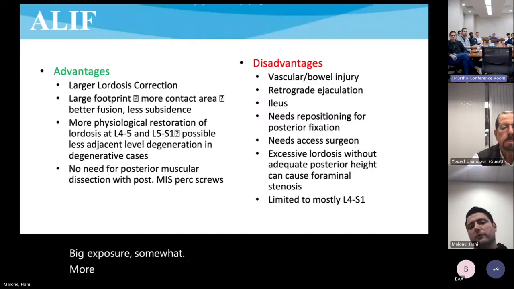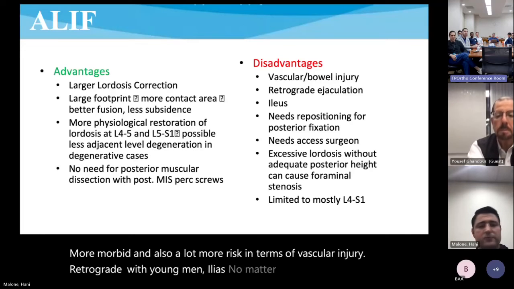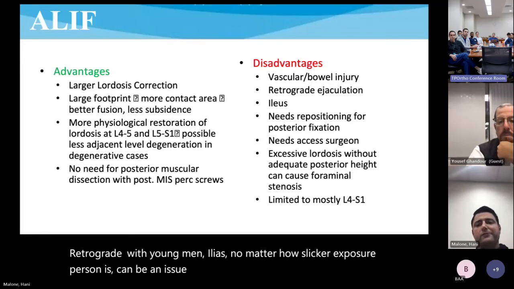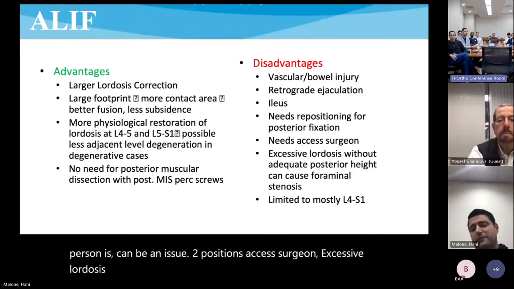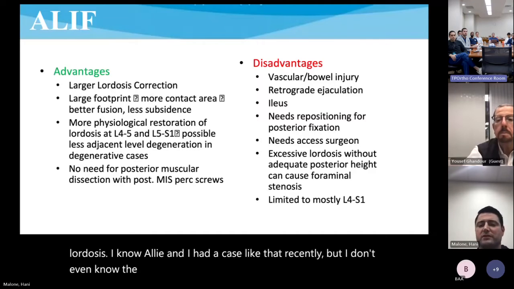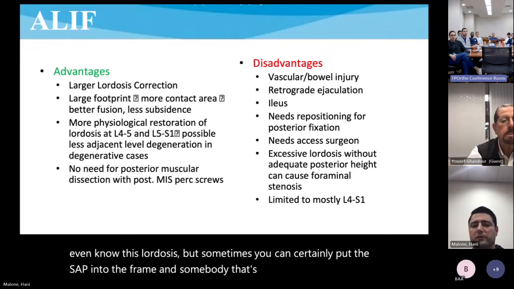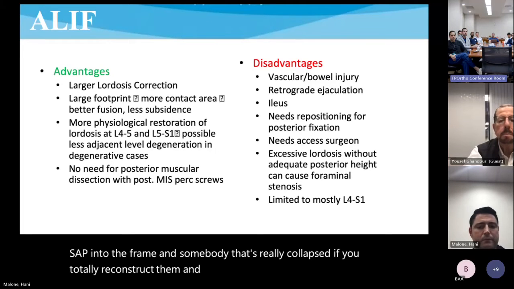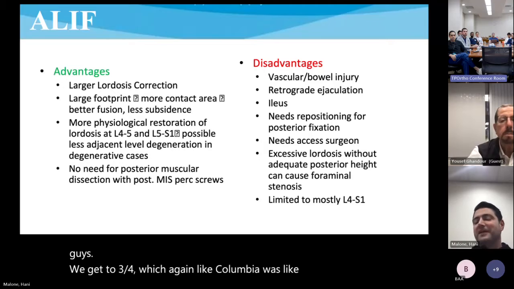more morbid, and also a lot more risk in terms of vascular injury, retrograde ejaculation with young men. Ileus, no matter how slick your exposure person is, can be an issue. Two positions, access surgeon, excessive lordosis. I know Ollie and I had a case like that recently. Well, I don't even know if it's lordosis, but sometimes you can certainly put the SAP into the frame in somebody that's really collapsed if you totally reconstruct them. And mostly limited to L4 to S1, although our guys can get to L3-4, which again, at Columbia, was like nobody would even think about that.